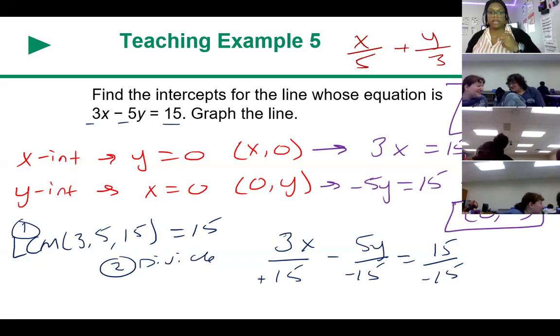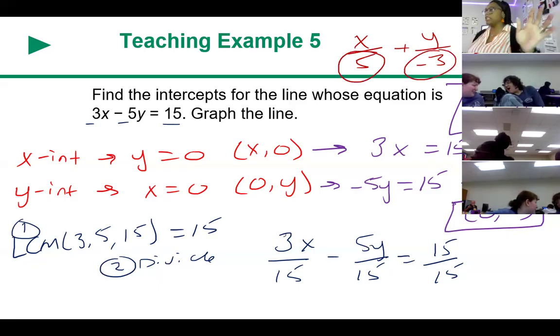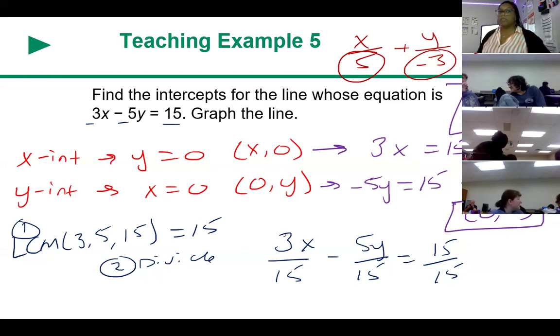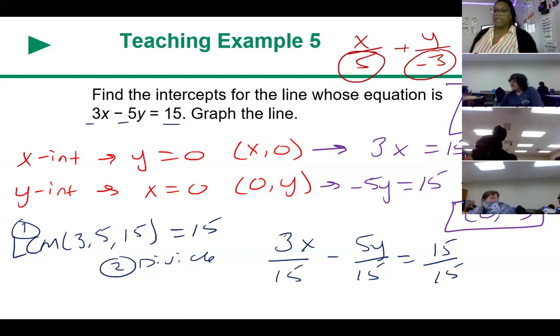I'm sorry, I did not mean to divide by negative 15. There we go. We've got to keep it positive. And that's going to be a negative 3, and that equals 1. And notice that under your x is 5, under your y is negative 3. And that is how the x-intercept formula works. But it starts off with finding the LCM and dividing. I personally like the fist of 0 and punching it out. How do you feel? Okay.